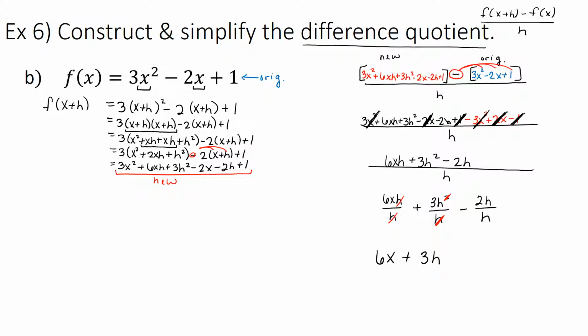And then your last term, you have 2h over h, and the h's do reduce, which leaves you with the remaining constant of minus 2. And that would be your result of the difference quotient for this problem. Take a moment to look at it, ask any questions, and then send me a message.